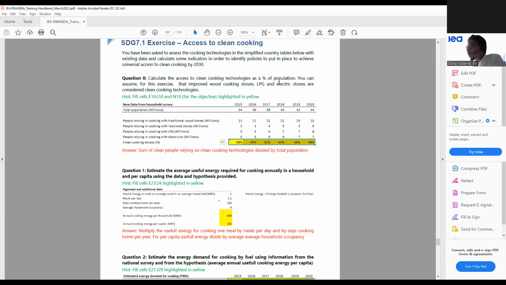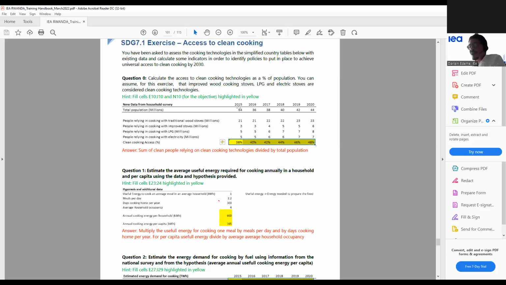You have been told, but if you also remember, we already touched on this during today's lecture in the previous presentation. You know that improved stoves, LPG, and electricity are classified as clean cooking technologies, while the traditional wood stove, the first row, is not considered clean. So what you have to do is just sum these values for each year.